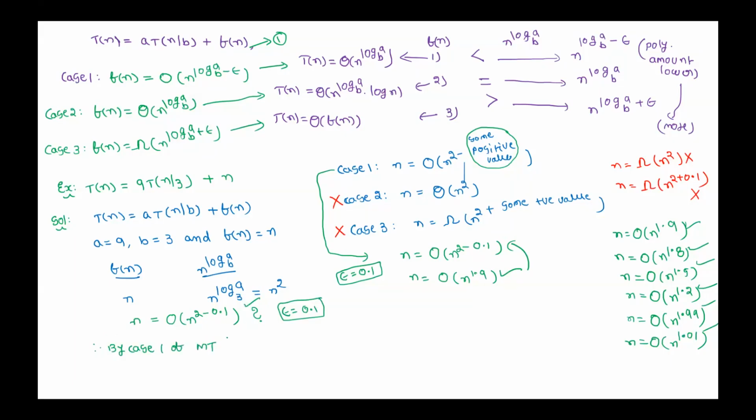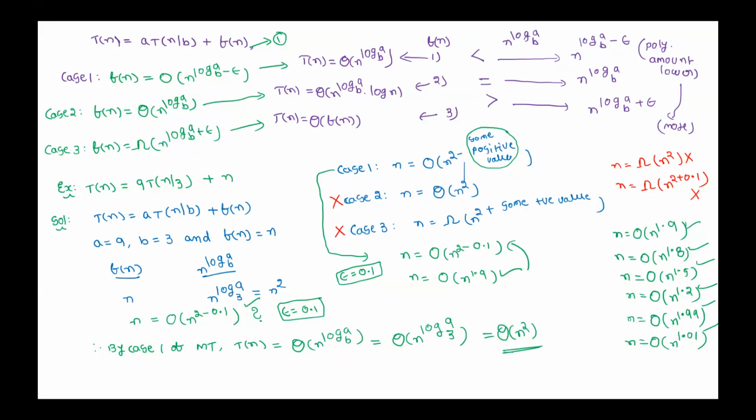MT means master theorem. By the master theorem, what is T of n? What is T of n? Theta of n power log a base b, which is same as theta of n power log 9 base 3, which is same as n square. Is that correct? Is there any doubt in this? You please ask me if there is any doubt.